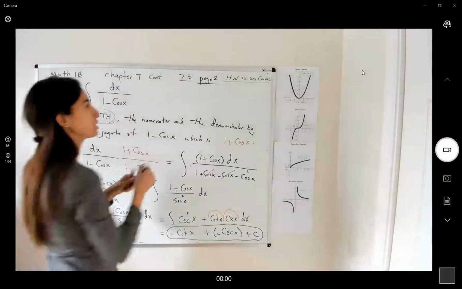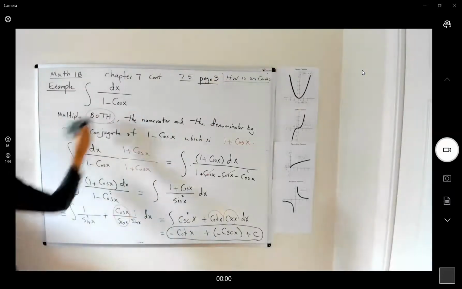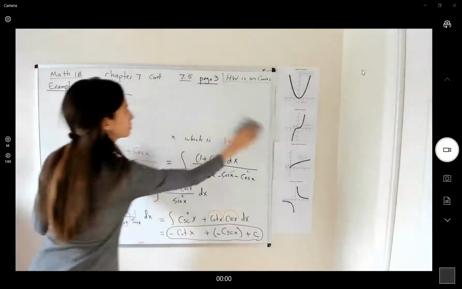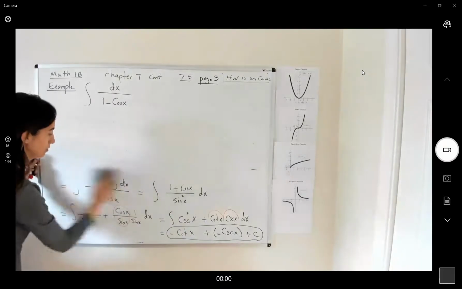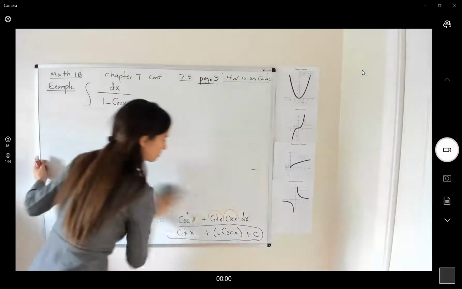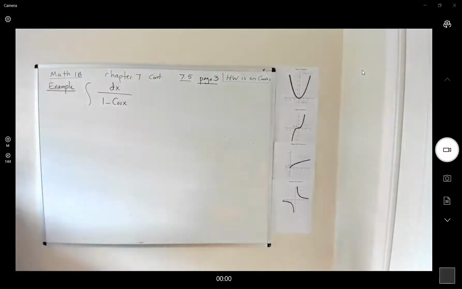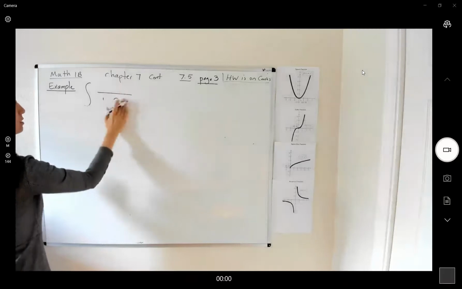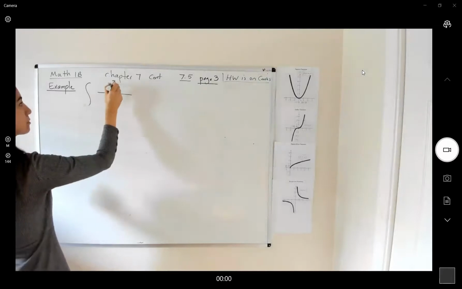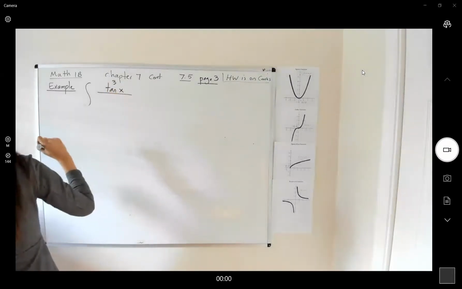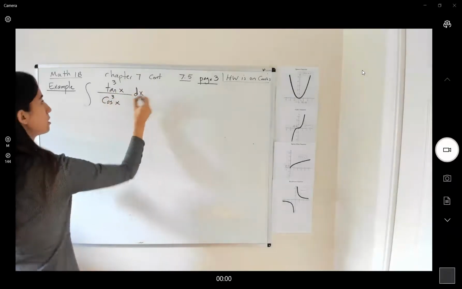Okay, you are on page 3. We're going to continue the examples. Where now here you have the integral of tangent. My tangent has exponent 3, x divided by cosine to the third of x dx.